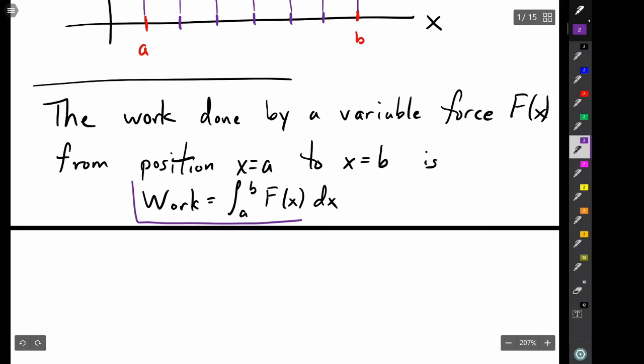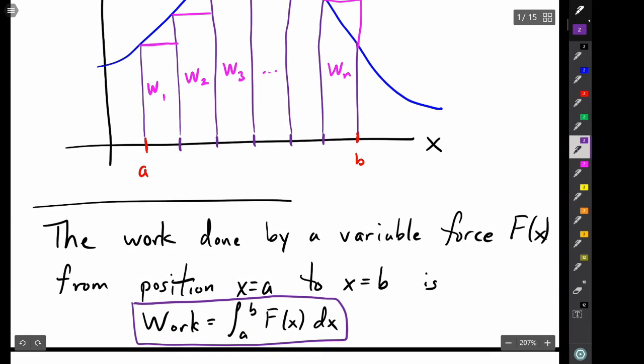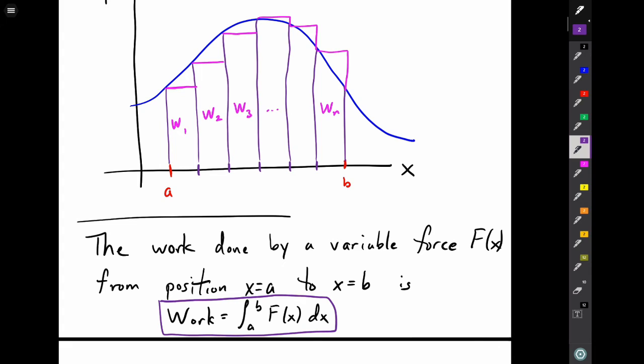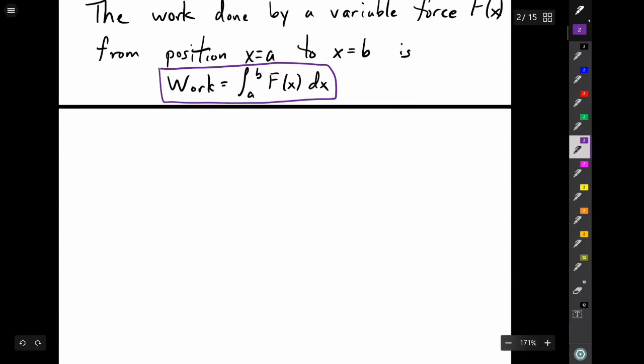Right? So to find the work done by a force over a distance, we just integrate that force function over the distance of travel, over the displacement, right? And so the area under the curve here, in this particular instance, is equal to the work done by that force, right? So let's look at some common examples of force functions.